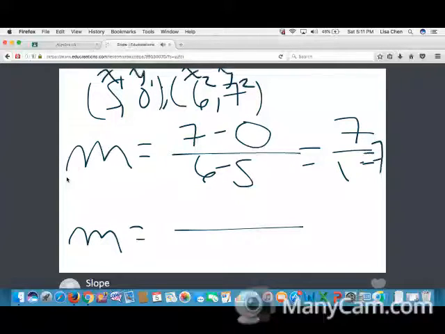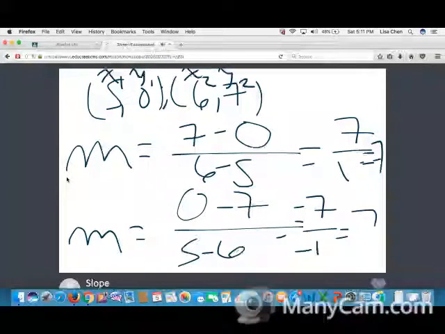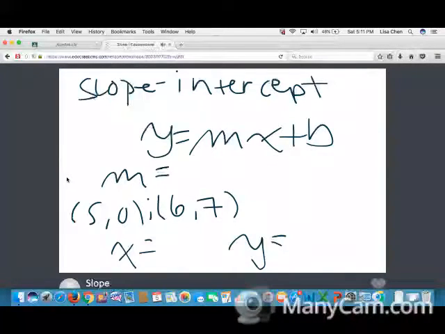Or I could have done y1 minus y2 over x1 minus x2. So it's going to be 0 minus 7 over 5 minus 6, which equals negative 7 over negative 1, which still equals positive 7. So that's my slope. Now, when I write this in equation form, I could do it one of two ways.